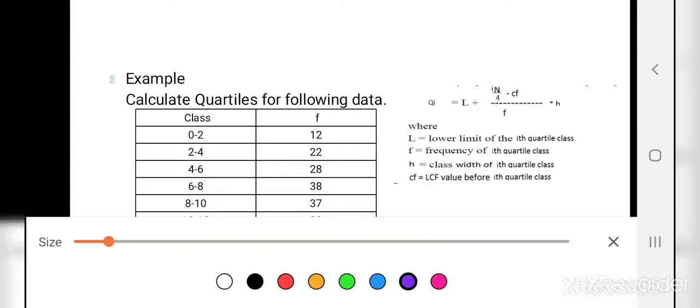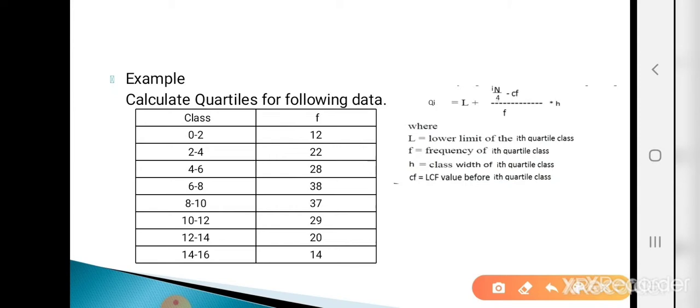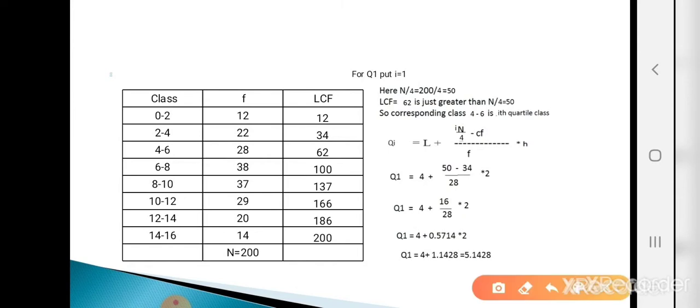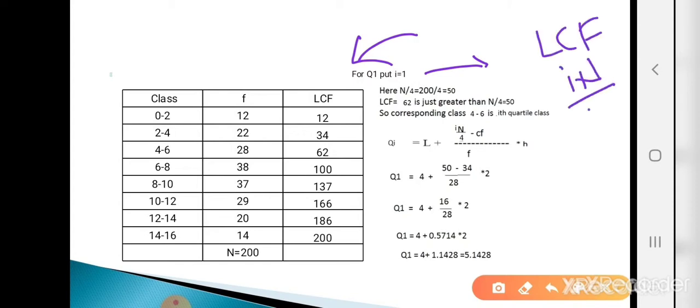Now see the example. Calculate the quartiles for the following data. In the data we are given the classes along with their frequency. That means the given data is continuous data. Okay, now first calculate the first quartile Q1. So how to calculate the first quartile? For finding the value of Q1, put i is equal to 1. So what is the first step for calculating the quartiles in the continuous case? The first step is to calculate LCF. Then the second step is to calculate iN divided by 4.